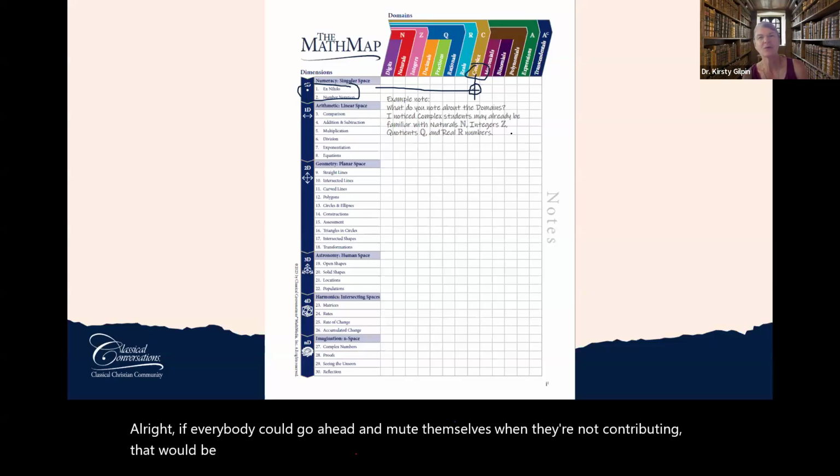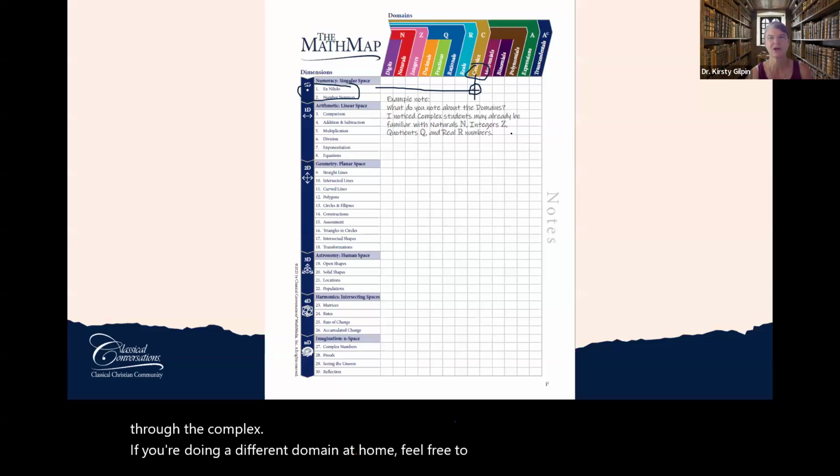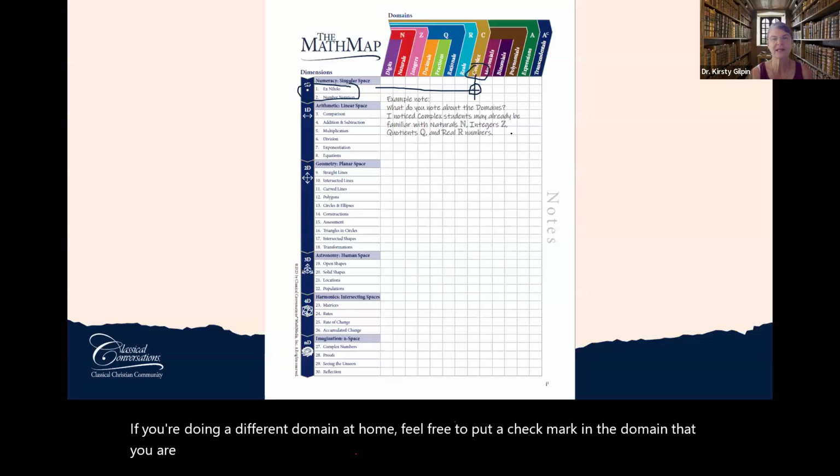All right, so that's our first thing. So we are at ex nihilo. We are working through the complex. If you're doing a different domain at home, feel free to put a check mark in the domain that you are in, and that's going to help you keep track of where you are as we go through the year.